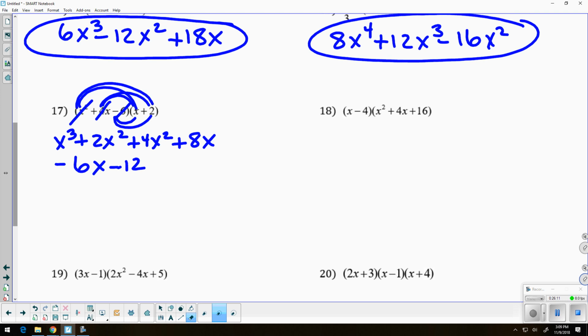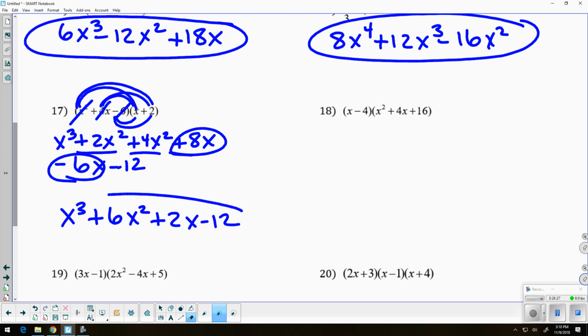So I just need to go back, clean it up, and combine my like terms. We still have that 1x cubed, but we have these x squareds, which would give you 6x squared. And now we have 8x minus 6x, which is 2x, minus 12. And that is it.